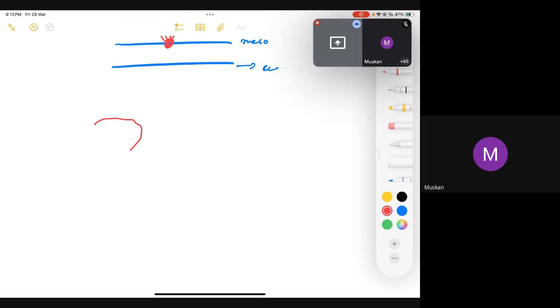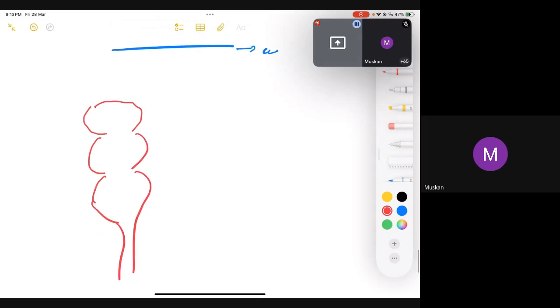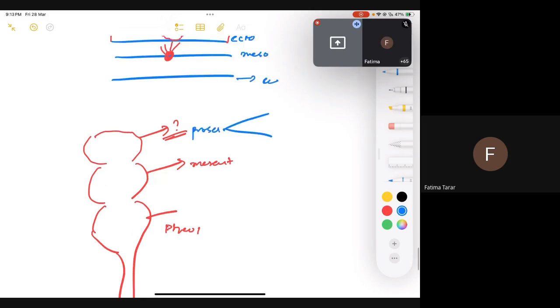First of all, we are going to see 3 structures. Let me name the first 2 and you tell me this one. We have the rhombencephalon, the mesencephalon, and what's the name of the first one? Prosencephalon, perfect. The prosencephalon is further going to be divided into 2 structures.